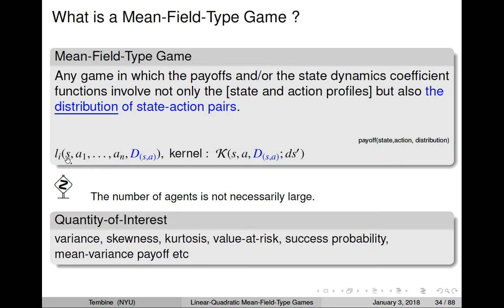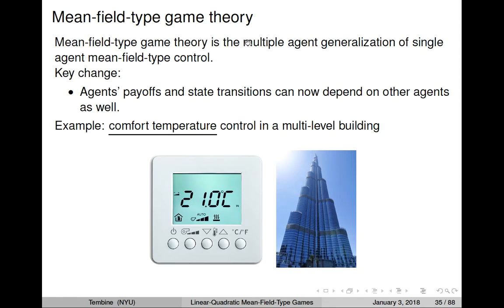If you look at the structure of the problem, you get a function of state, decision, and the distribution. So this is a non-von Neumann utility function. Of course, it includes the classical game structure if you remove the distribution. Okay. So this class of games is very important. It can be seen as a generalization of the mean field type control problem. And the agent state and transition can now depend on the other agents as well. So you have interaction problems compared to mean field type control, which has one agent. Here you have multiple agents involved.